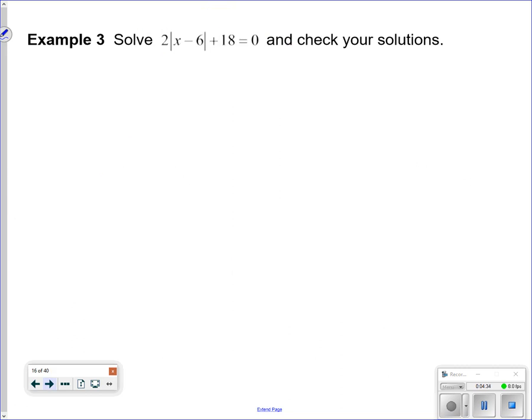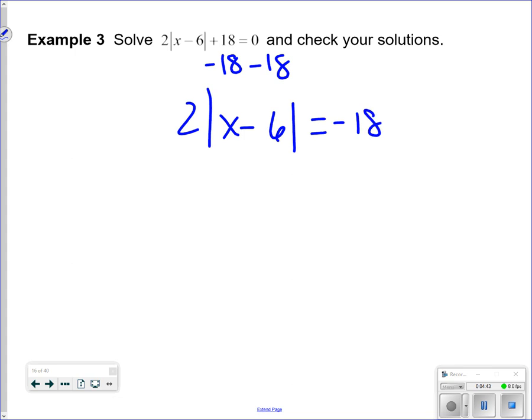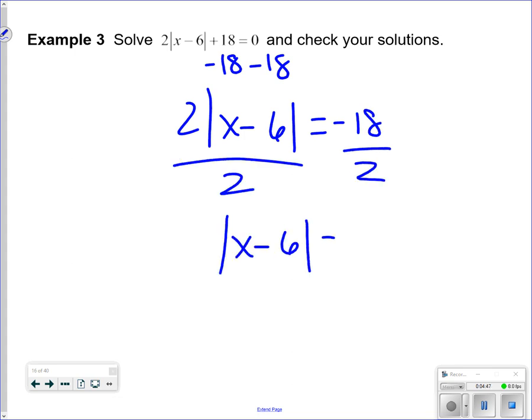So now, the absolute value, notice, is not by itself. So I need to do that first. You must isolate the absolute value. You cannot distribute into an absolute value. So I've isolated the absolute value.